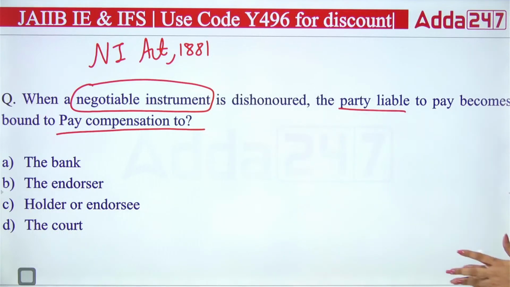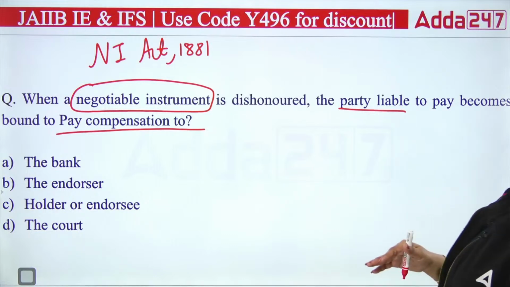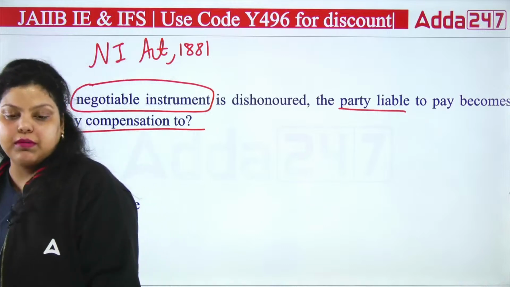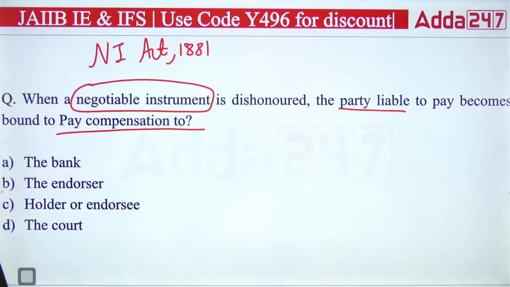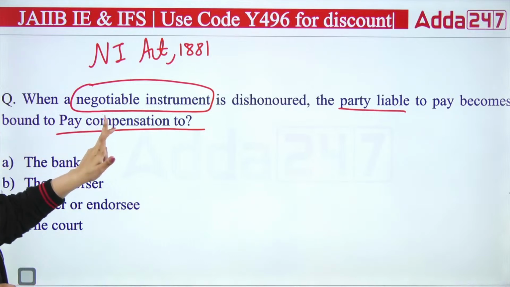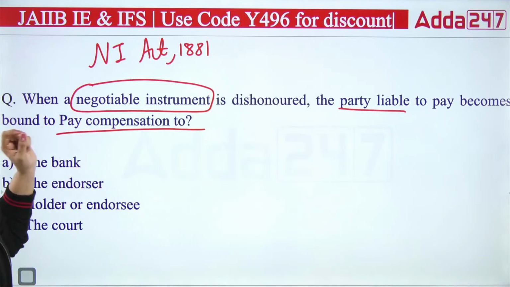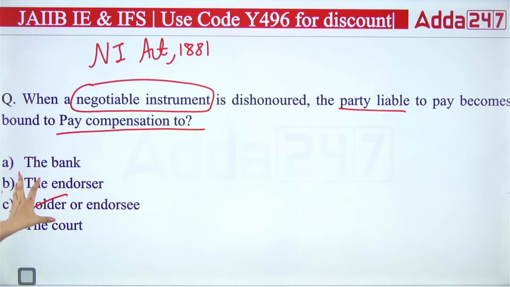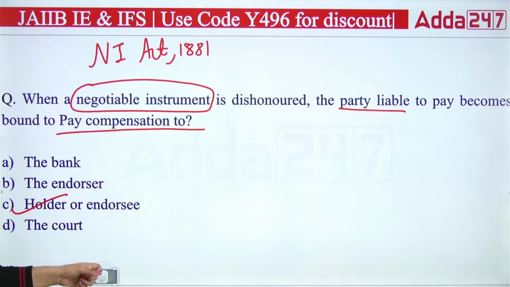So you are saying the negotiable instrument is dishonored. Dishonored means returned without making any payment on the particular document. Okay, so the party liable to pay becomes bound to pay compensation to whom? To the holder of the check, to the endorsee of the check. To holder and endorsee, it becomes the liability of a party to pay the compensation. So the right answer will be C.